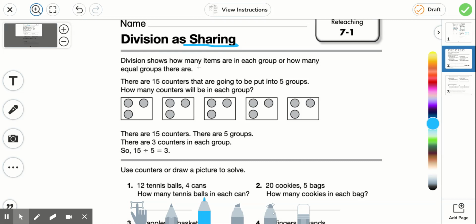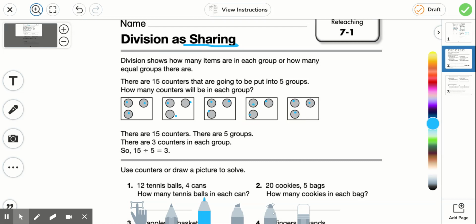Division shows how many items are in each group or how many equal groups there are. So there are 15 counters to be put into 5 groups. I'm going to share these with 5 people. So I've got 1, 2, 3, 4, 5, 6, 7, 8, 9, 10, 11, 12, 13, 14, 15 all together.